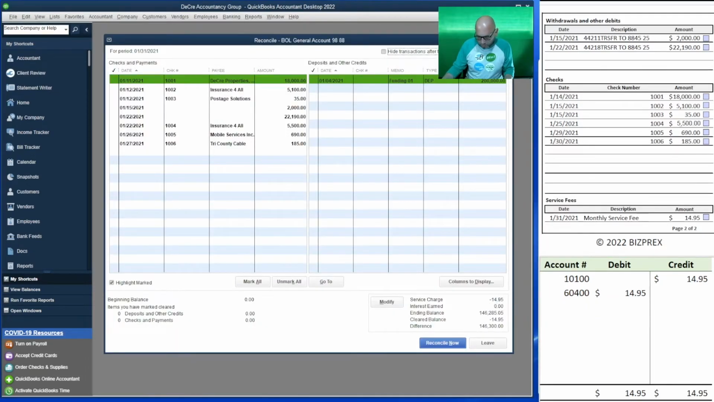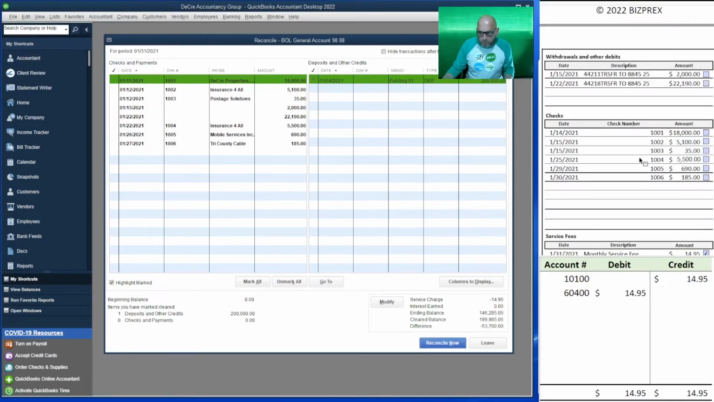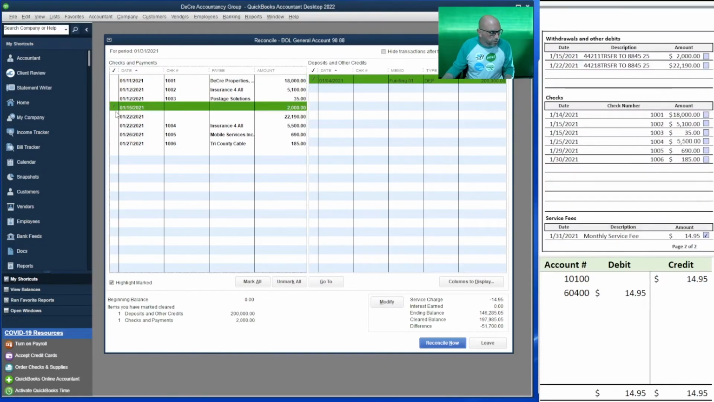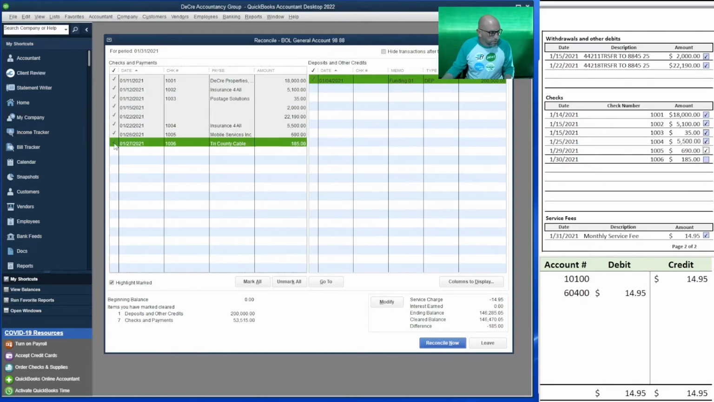And here it is, 14.95 is right here. All right, what do we have? We have a deposit of 200,000 to get funding going, and then we have some transfers to our payroll account to get that open, and also to fund our first payroll. And then we wrote some checks that managed to clear in this month. 35, here it is, 5.5. All right, 690 and 195. What do we have? We're at 0. Awesome.